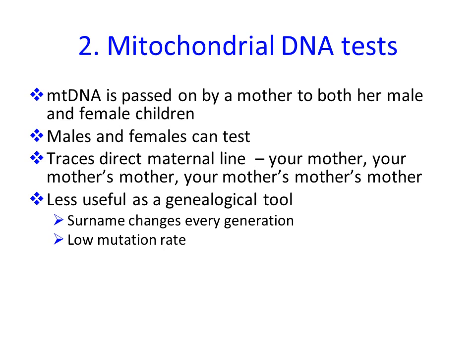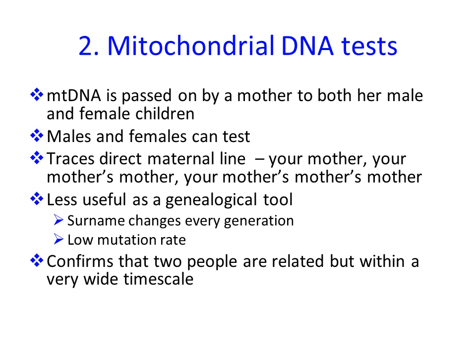It's less useful as a genealogical tool. One of the obvious limitations is that the surname changes with every generation, but also it has a fairly low mutation rate. So what that means is it can confirm that two people are related, but usually within a very wide time scale. However, it can be very useful for ancient DNA, and when you read in newspapers stories about ancient DNA testing, then it's usually mitochondrial DNA that they're using, and that's because there are lots and lots of mitochondria in every cell. So if they are able to extract any ancient DNA, it's usually the mitochondrial DNA that they will do first.